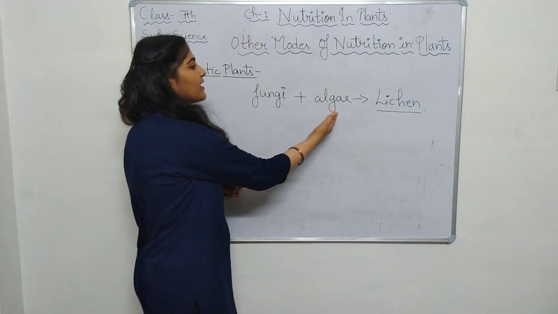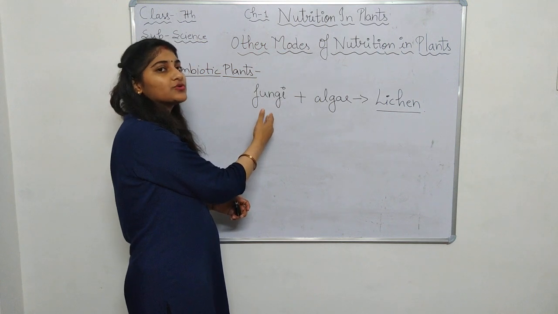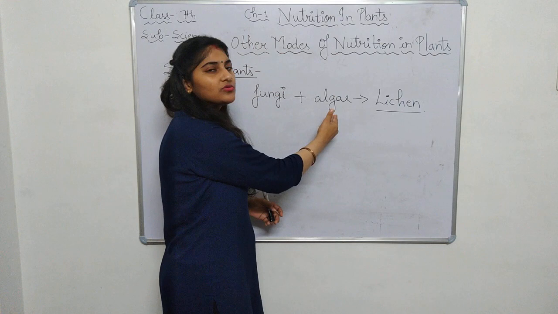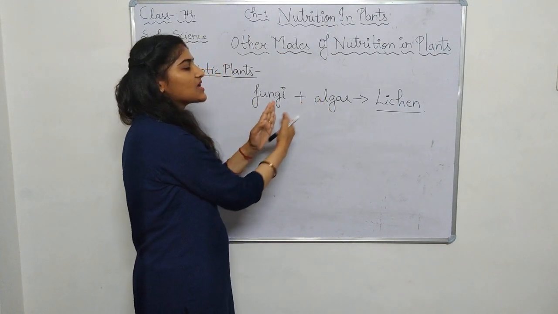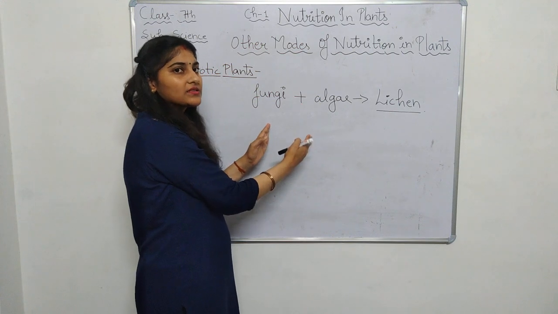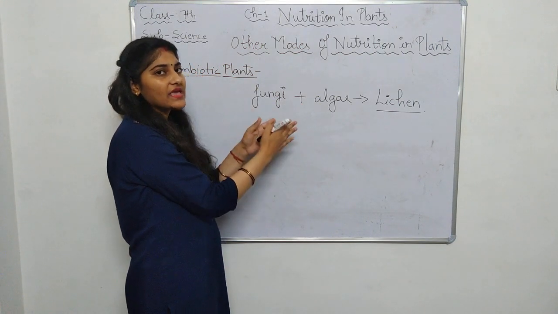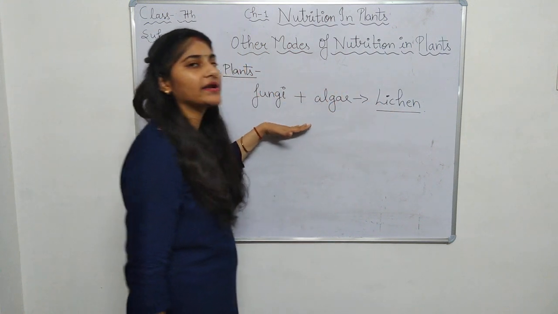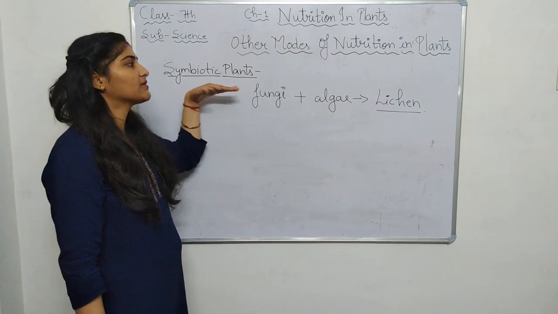That means algae helps fungi by giving food to fungi, and fungi gives shelter to the algae. Hence, they both give something to each other. So, they are living together as a part of the same plant called lichen. This is symbiotic association, and these plants are called symbiotic plants.